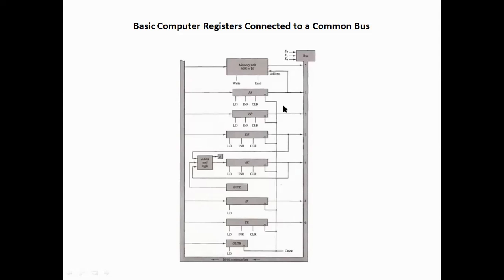If I have to take an operand, for example to DR, again the address will be put here, read will be put here, 7 will be selected, and the operand will go onto this bus. This operand should go to the data register, so this load should be on, and the operand will be taken into DR. This way, the whole thing will work.